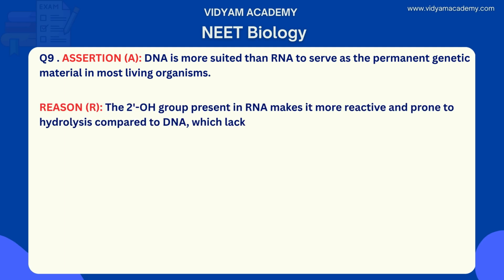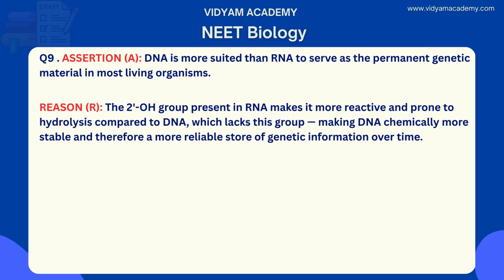We have assertion A: DNA is more suited than RNA to serve as the permanent genetic material in most living organisms. Reason R: the 2'OH group present in RNA makes it more reactive and prone to hydrolysis compared to DNA, which lacks this group, making DNA chemically more stable and therefore a more reliable store of genetic information over time. So here are the options.